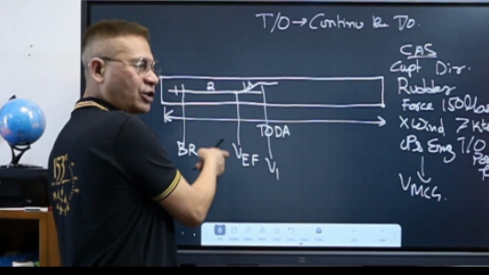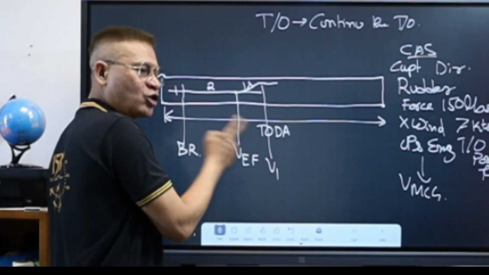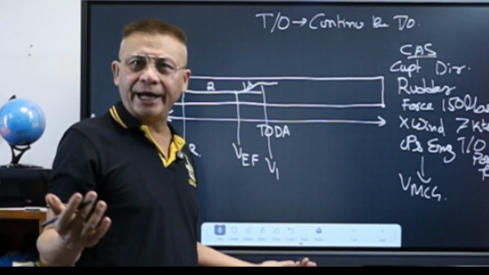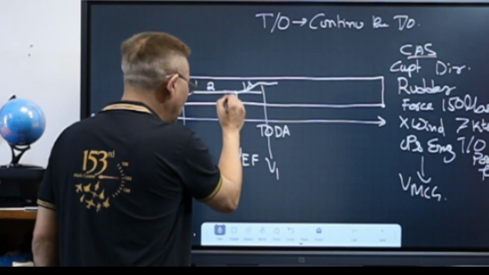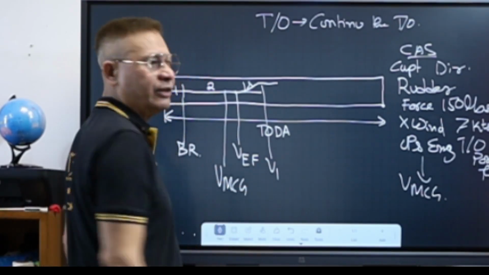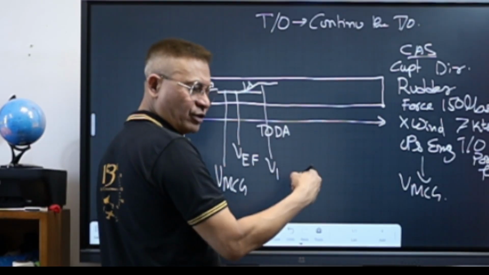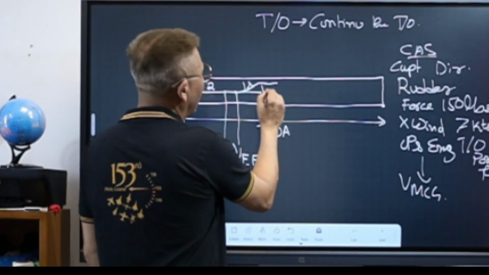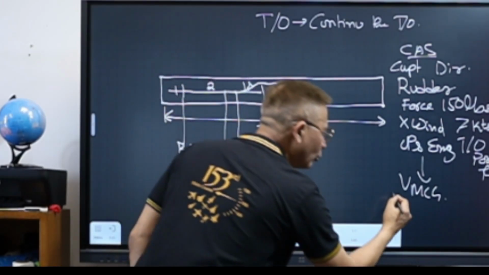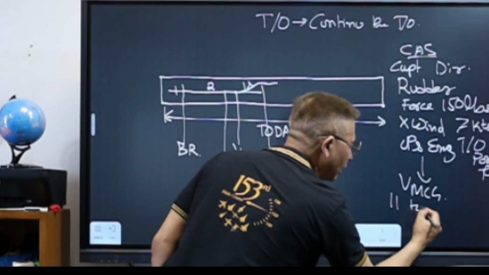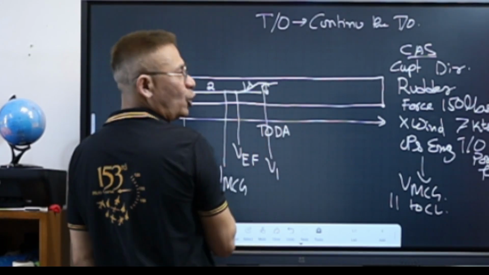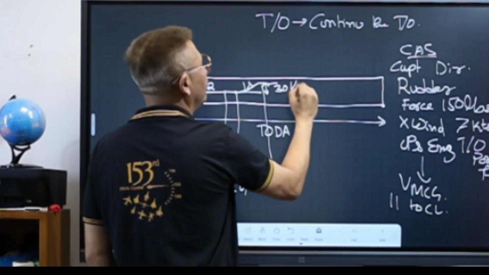So my consideration of the V engine failure has to be above the VMCG because I need to control the aircraft. So I will consider the V engine failure at or above VMCG. In the VMCG, if I have to control the aircraft, if I have to bring the aircraft parallel to the center line, the maximum displacement from the center line should not be more than 30 feet.